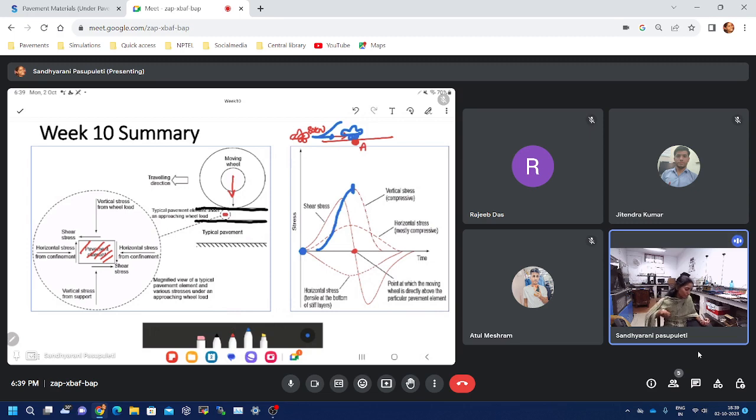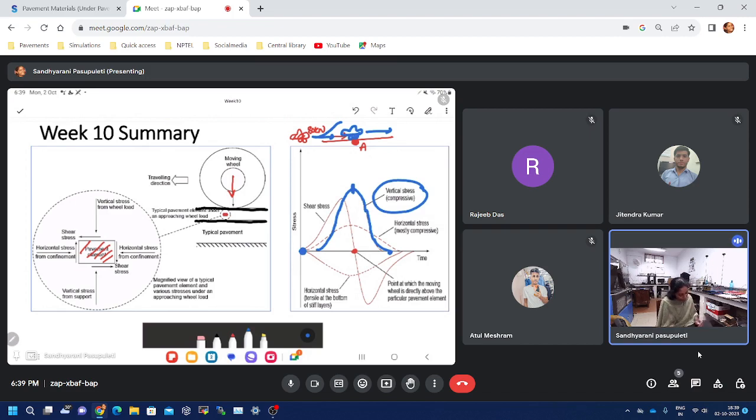Then, if the vehicle starts leaving that point, again the stresses would be reduced. After a particular distance, when the vehicle is very far away, the stresses would be 0. So this is the behavior of vertical stress. Vertical stress is nothing but the stresses that are developed due to the application of vertical load.